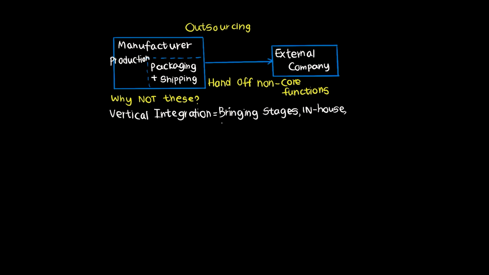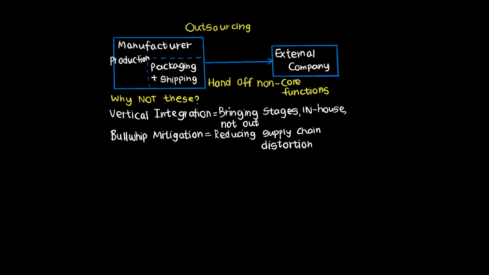Bullwhip mitigation refers to strategies for reducing demand distortion in the supply chain. It is a specific supply chain problem and solution set, not a make or buy decision about internal operations. Demand forecasting predicts future customer demand. It is an analytical activity, not a decision about whether to keep functions internal or transfer them to an external provider.